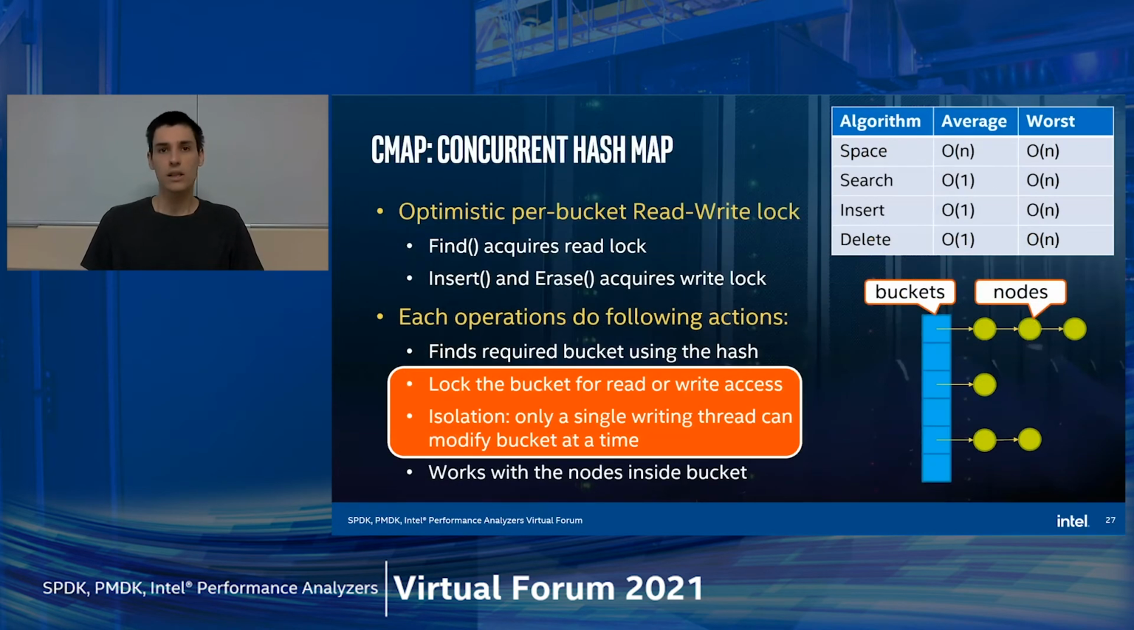Okay, let's now move to another engine, CMAP. This engine is based on Pmemkv concurrent hashmap, which is based on TBB concurrent hashmap, and it uses separate chaining as a conflict resolution mechanism. CMAP uses optimistic per bucket read-write lock, and each operation in CMAP does the following actions. First, it finds required bucket using hash of the provided key. Then it locks the bucket for read or write access, depending on the operation.